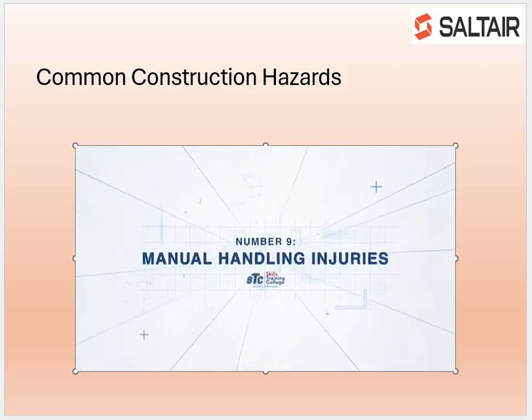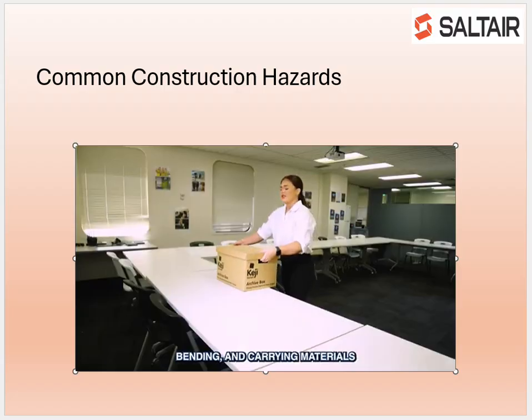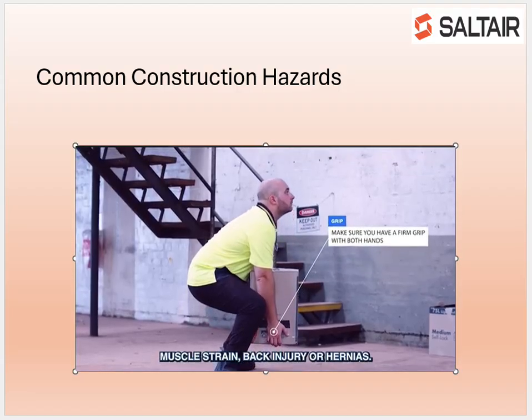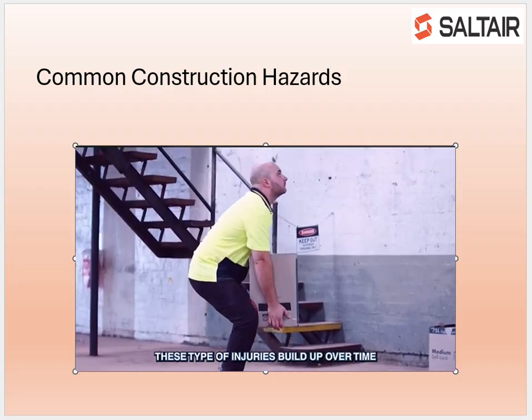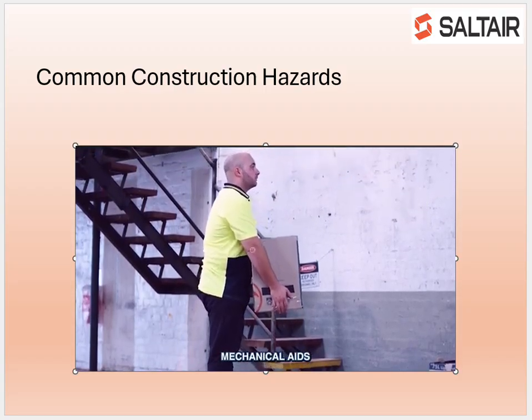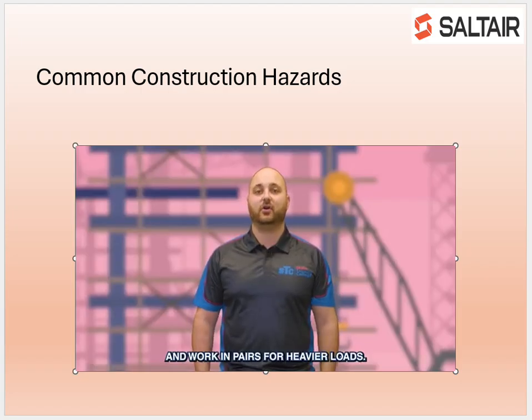Number 9, manual handling injuries. Lifting, bending, and carrying materials the wrong way can cause muscle strain, back injury, or hernias. These types of injuries build up over time and can end your career early. Use proper lifting techniques, mechanical aids, and work in pairs for heavier loads.